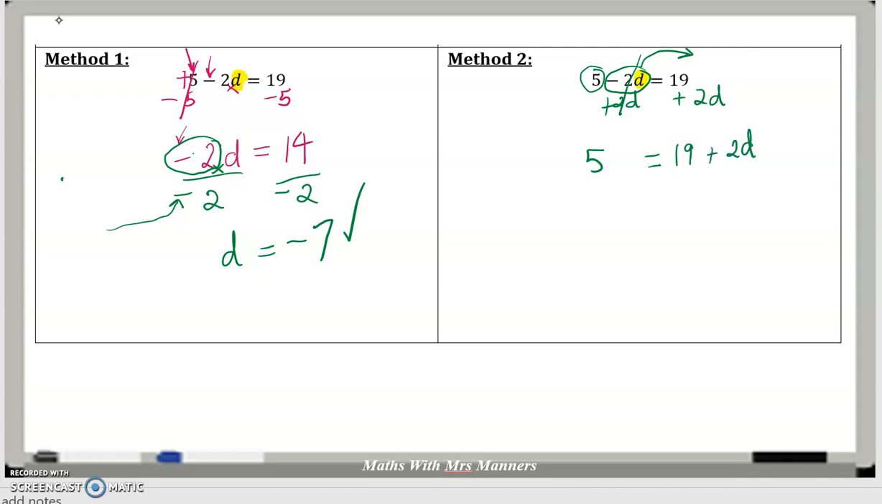From here, you could then move this positive 19 by subtracting 19 from both sides. That gives me minus 14 on this side and then 2d, because 19 minus 19 is 0. Then I could divide by 2. That gives me d on the right-hand side, and on the left-hand side I get minus 7. But since the two sides are equal, you can just reverse it. So you can write d equals minus 7 as your final answer.